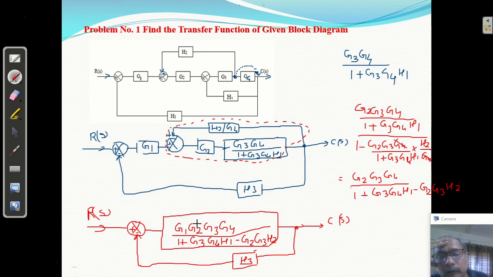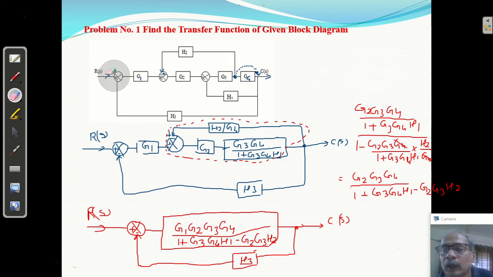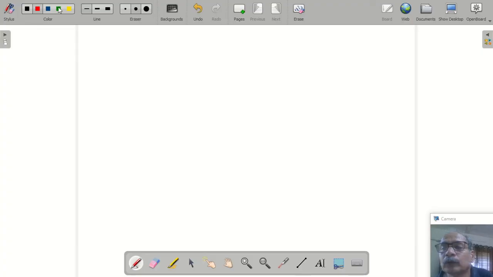Now next step is what? This and H3 is forming a closed loop with negative feedback. So you can find the transfer function, that is the final answer. Okay, so what is the final answer? This is forming a closed loop, so I'm going to use another ink, and then that will be the final answer we will solve here. So first of all, I'm going to delete it. Okay, and then we will solve it. Okay, I'm going to use green ink.